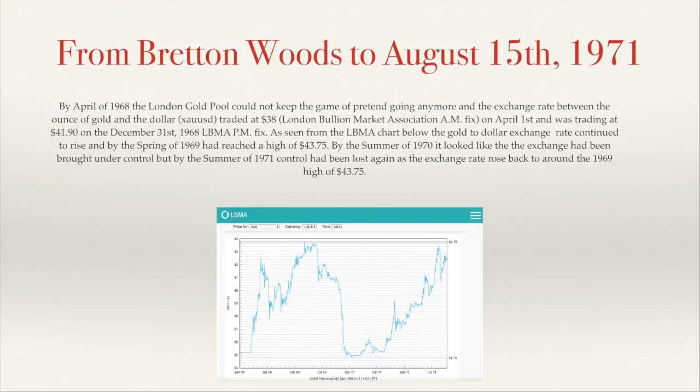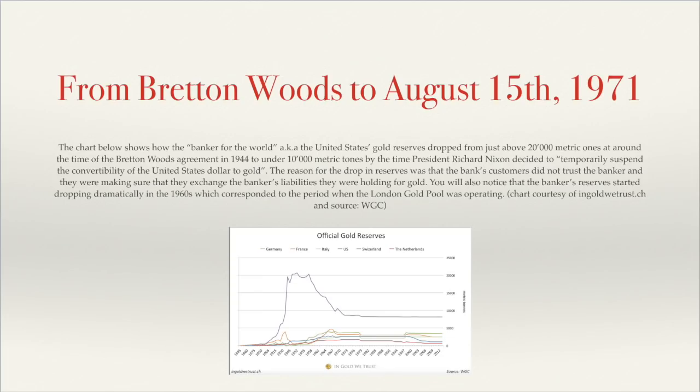$43.75. By the summer of 1970, it looked like the exchange rate had been brought under control, but by the summer of 1971, control had been lost again, as the exchange rate rose back to around the 1969 high of $43.75. So here's the chart there, courtesy of the LBMA. They have data going back to 1968, and it makes sense because before that the price was kept at $35.